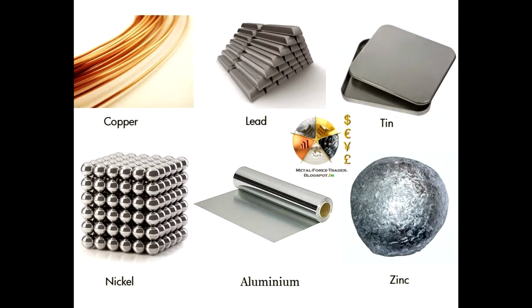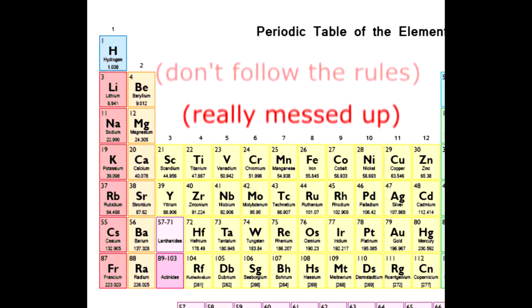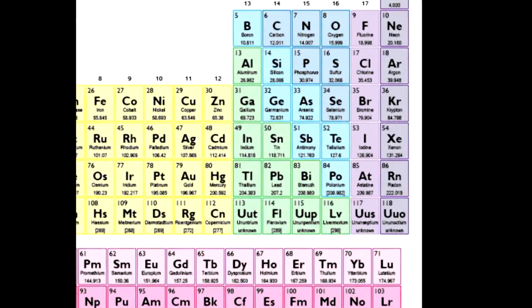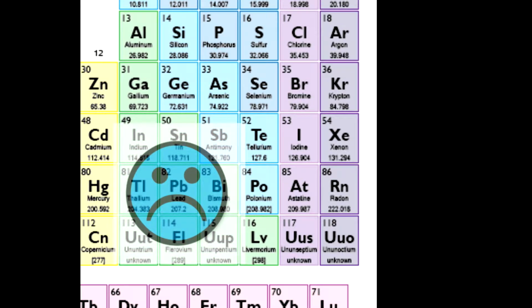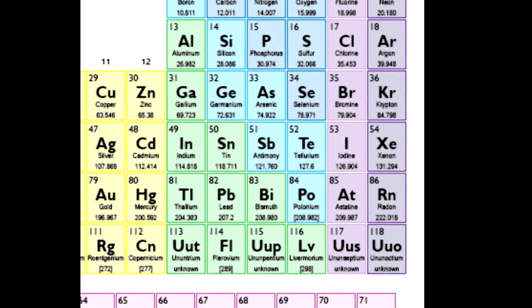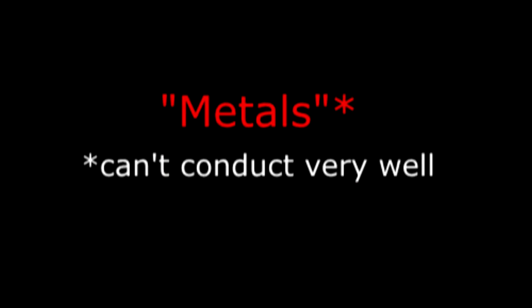Metals are this entire side of the periodic table. They're really messed up. They don't follow the rules of the rest of the table for electrons in the middle bit, and are typically hard, malleable, ductile, fusible, and good at conducting electricity. Metalloids are basically wannabe metals. They live under the stairs of the periodic table beneath the non-metals that aren't metals at all. But metalloids are basically just knockoff versions of metals that can't really conduct electricity very well.